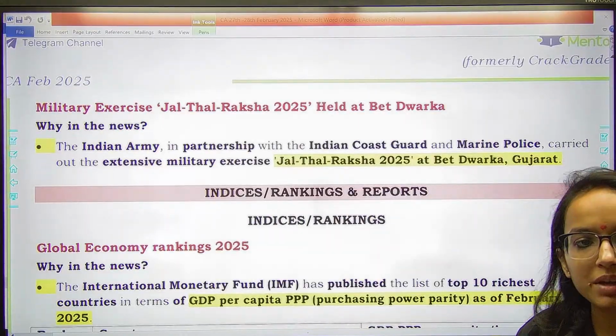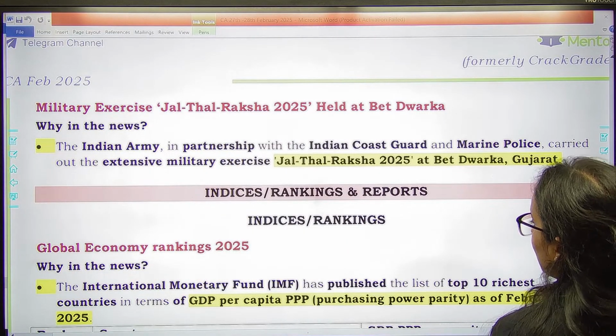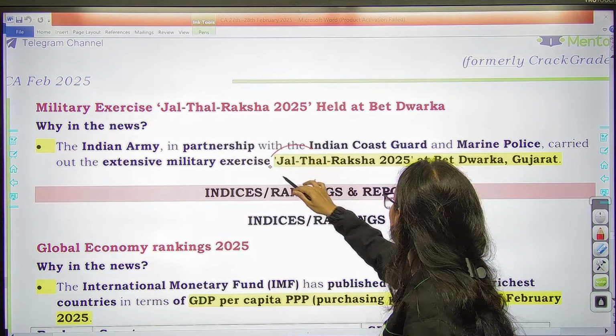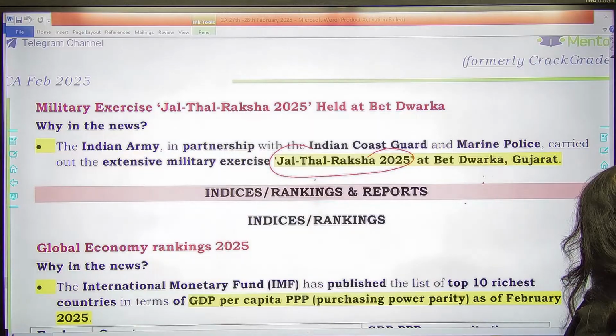Then you have Indian Army in partnership with Indian Coast Guard and Marine Police has carried out extensive military exercise Jal Thal Raksha 2025 at Bet Dwarka, Gujarat. Jal Thal Raksha.